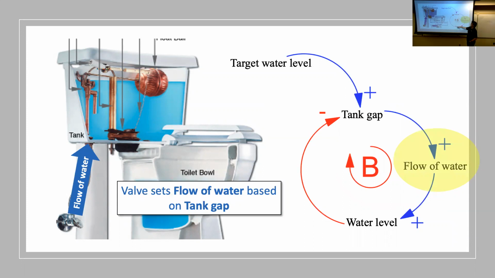And so if the water level is well under the target water level, the gap is large. If the gap is large, the flow from the valve is large. If the flow from the valve is large, the water level will quickly rise. But then that will reduce the gap, which will reduce the flow, which will reduce the rise in the water, until eventually the water level settles down at some point, hopefully close to, if not exactly at, our target water level. So that's the system here. This is a very simple example of a negative feedback system, of a balancing feedback loop that you can see in everyday life.